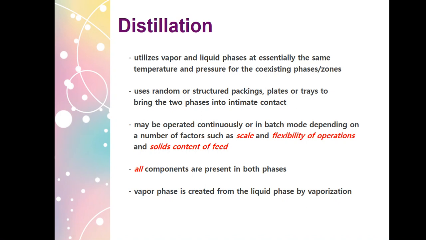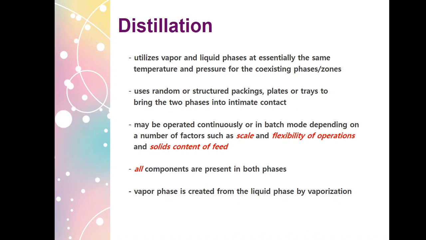Now, our column or our equipment in this case uses random or structured packings, plates, or even trays, just like gas absorption, to bring about the 2 phases into intimate contact. So the 2 phases that are to be contacted here actually are the liquid and the vapor phases. Now, the column or the equipment may be operated continuously or in batch mode depending on a number of factors, one of which is scale, flexibility of operations, and solid content of the feed.